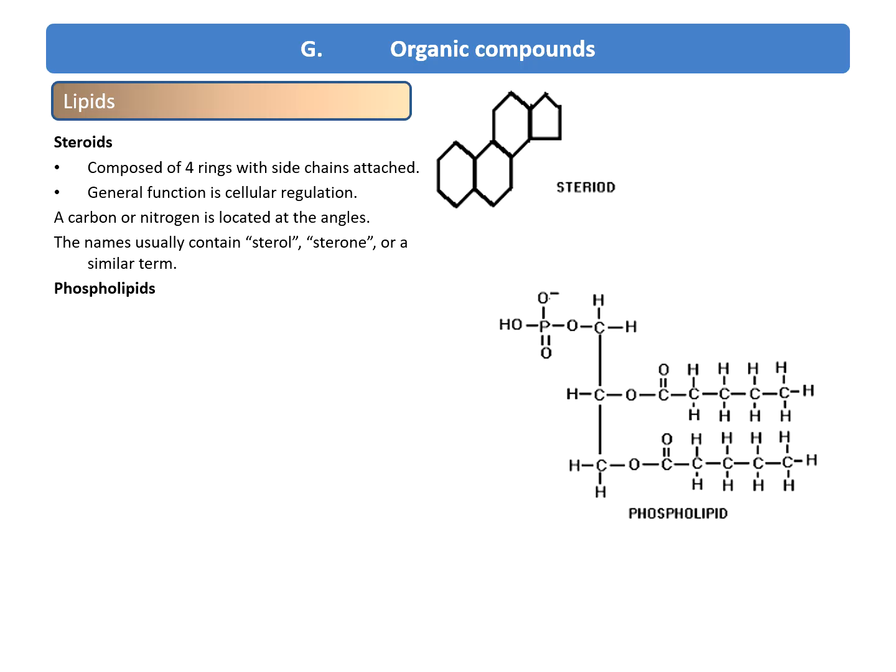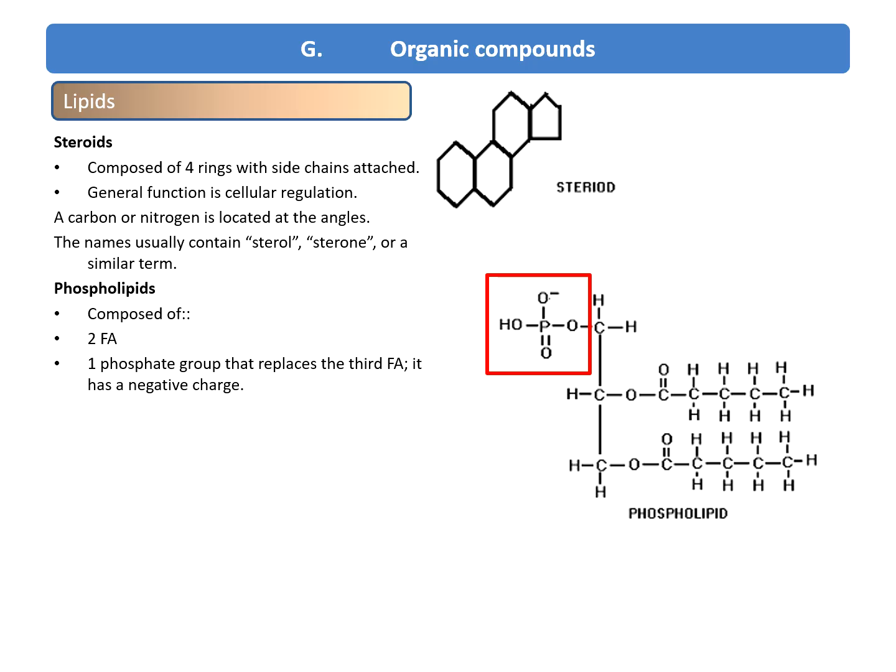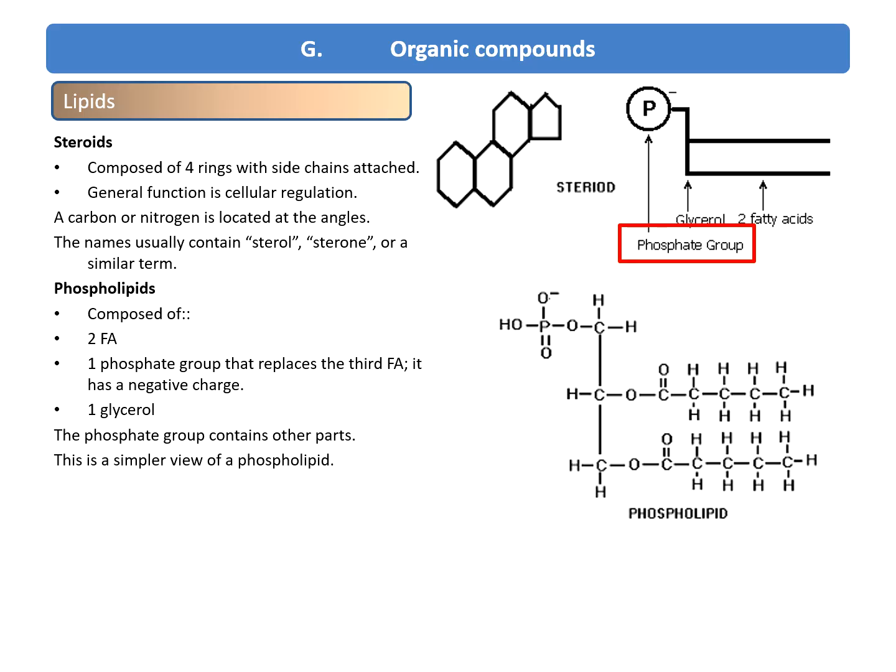Yet another type of lipid is the phospholipid. Phospholipids are composed of 2 fatty acids, 1 phosphate group that replaces the 3rd fatty acid. It has a negative charge, plus 1 glycerol. The phosphate group contains other parts attached to it. Here's a simpler view of a phospholipid. The phosphate group represented by the P with a circle around it, the glycerol represented by the straight line, and the 2 fatty acids.